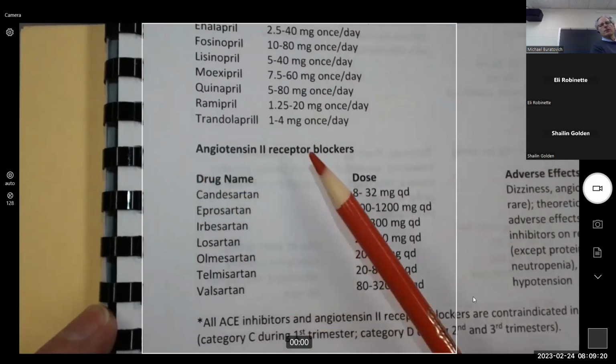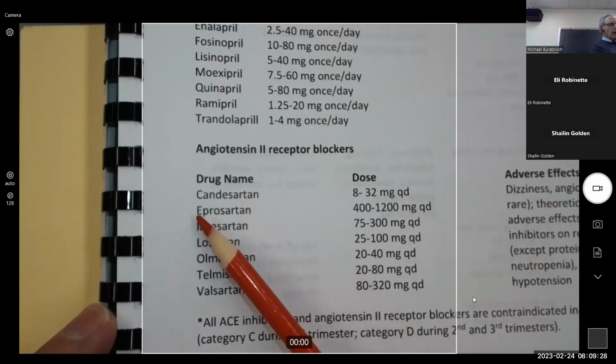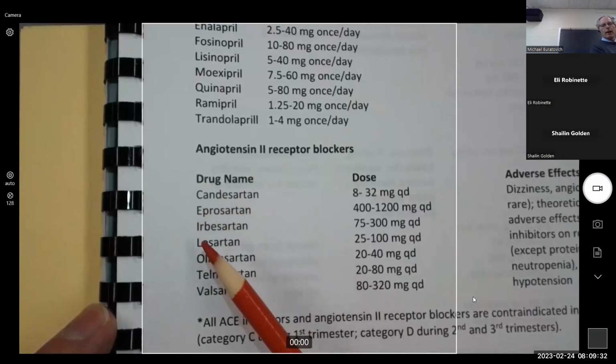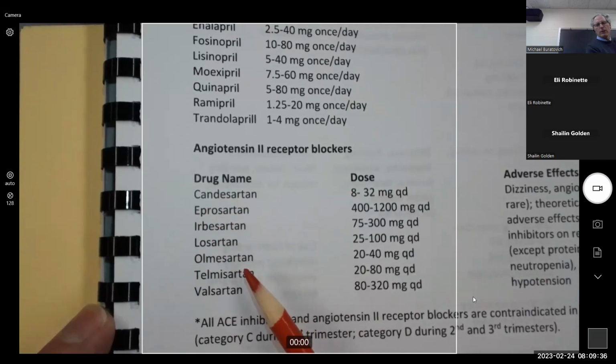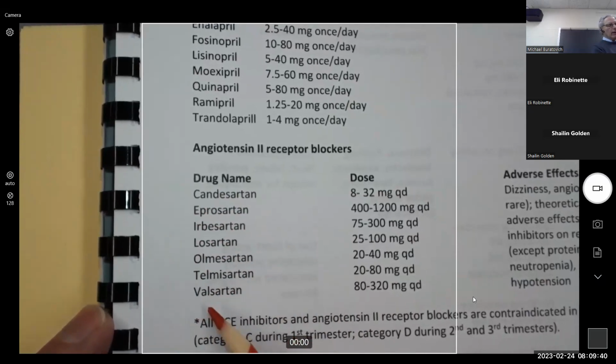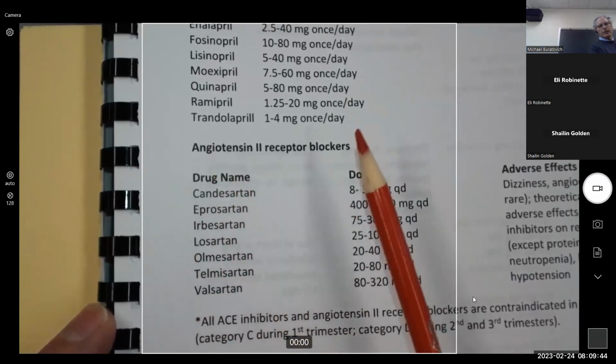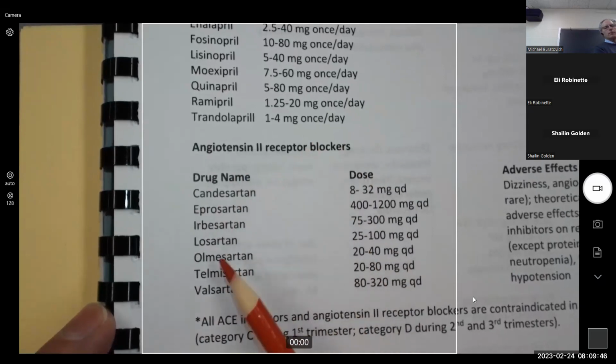These drugs are the angiotensin II blockers. They end in -sartan: candesartan, eprosartan, irbesartan, losartan, olmesartan, telmisartan, valsartan. They all end in -sartan. These are the angiotensin II receptor blockers.